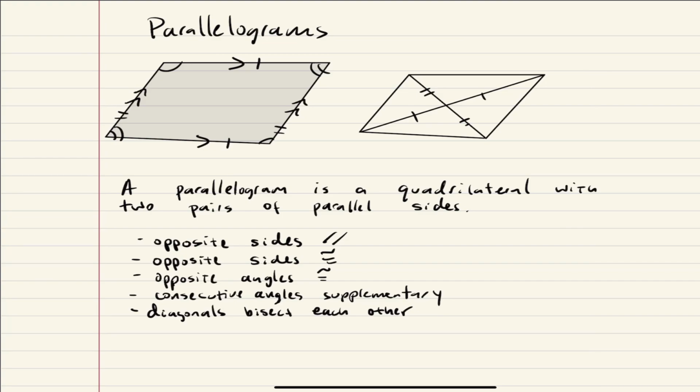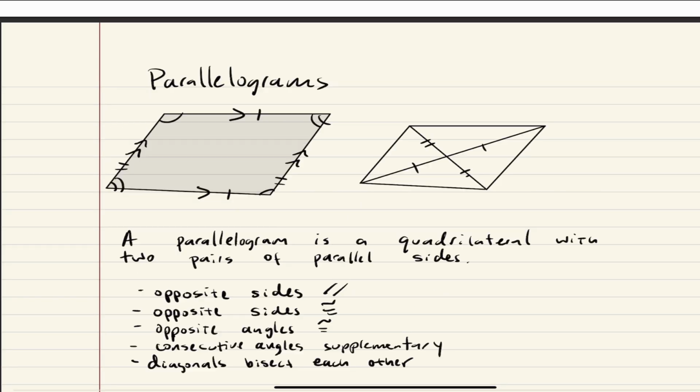So last time we talked about parallelograms. A parallelogram is a quadrilateral with two pairs of parallel sides. When we have a parallelogram, we say that the opposite sides are parallel, opposite sides are congruent, the opposite angles are congruent, consecutive angles are supplementary, and the diagonals bisect each other.